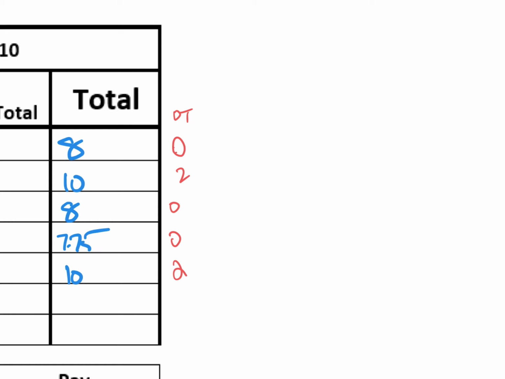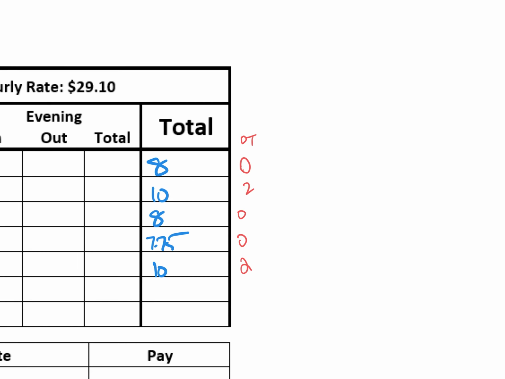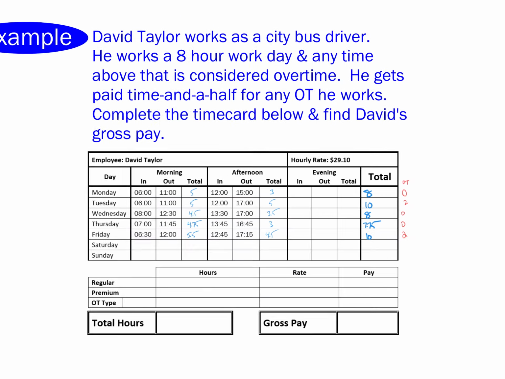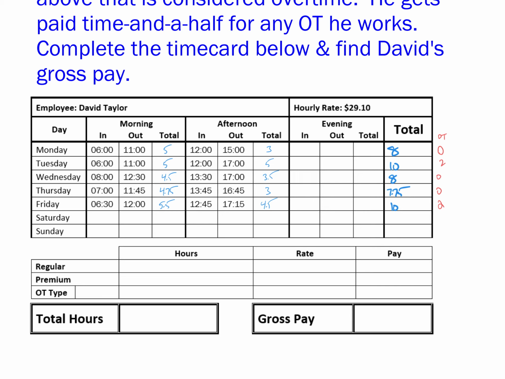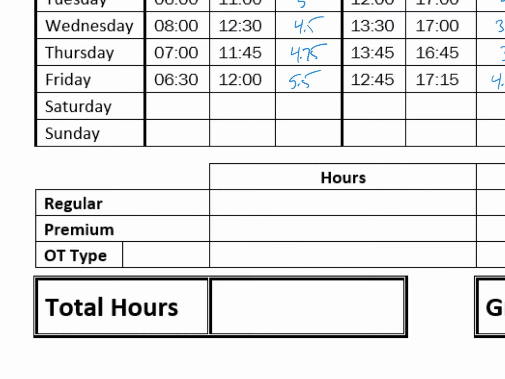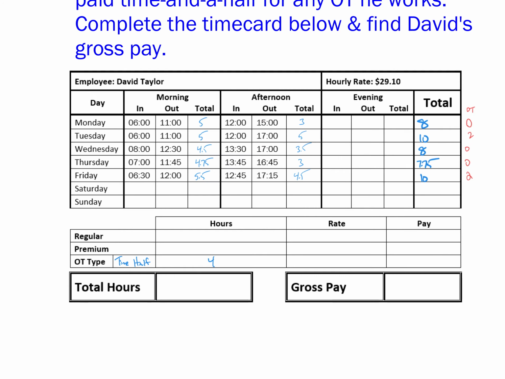So now what we're going to do is fill in the bottom part of this. So first of all, we know that overtime is time and a half. How many overtime hours does he work? 4. Now we've got to figure out how many regular hours he works.